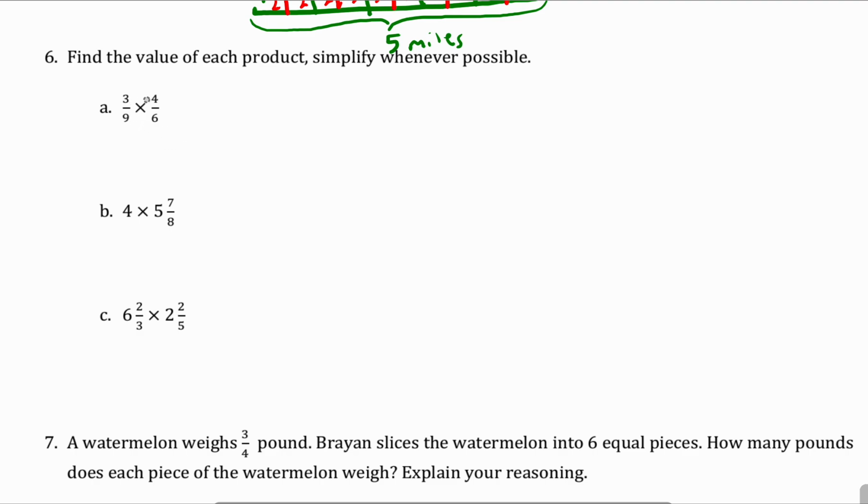So here you just multiply across. You do 3 times 4 and 9 times 6. So you get 3 times 4, that means you get 12 out of 54.